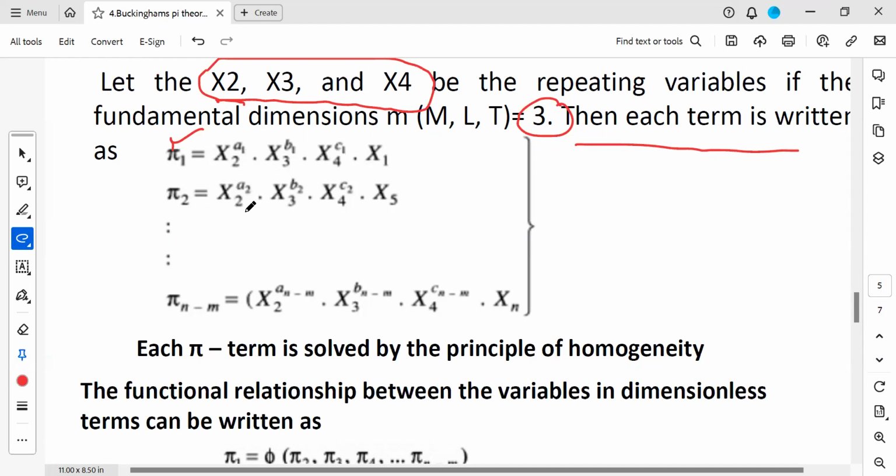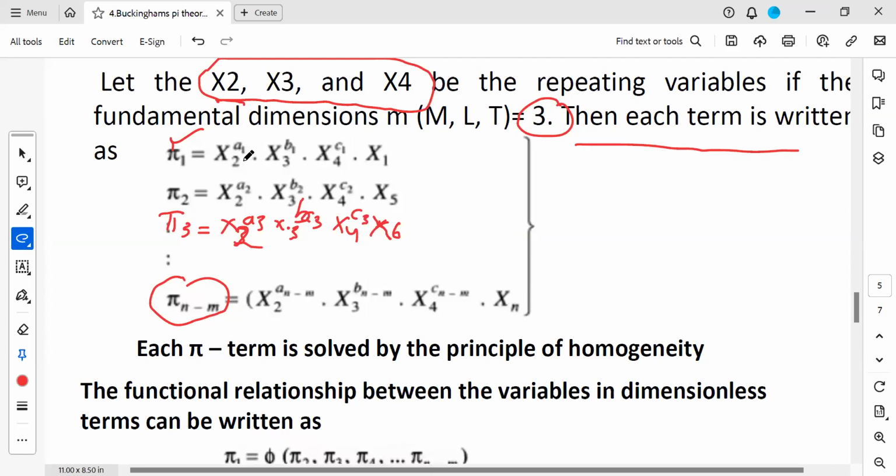Similarly for pi 2, the repeating variables will be the same only: x2 power a2, x3 power b2, x4 power c2, times x5. Next, if you write the pi 3 term, we can write x2 power a3, x3 power b3, x4 power c3, and this is x6. Like this we can write n minus m terms, and the final term will be written as pi n minus m equal to x2 power a n minus m, x3 power b n minus m, x4 power c n minus m, and xn.